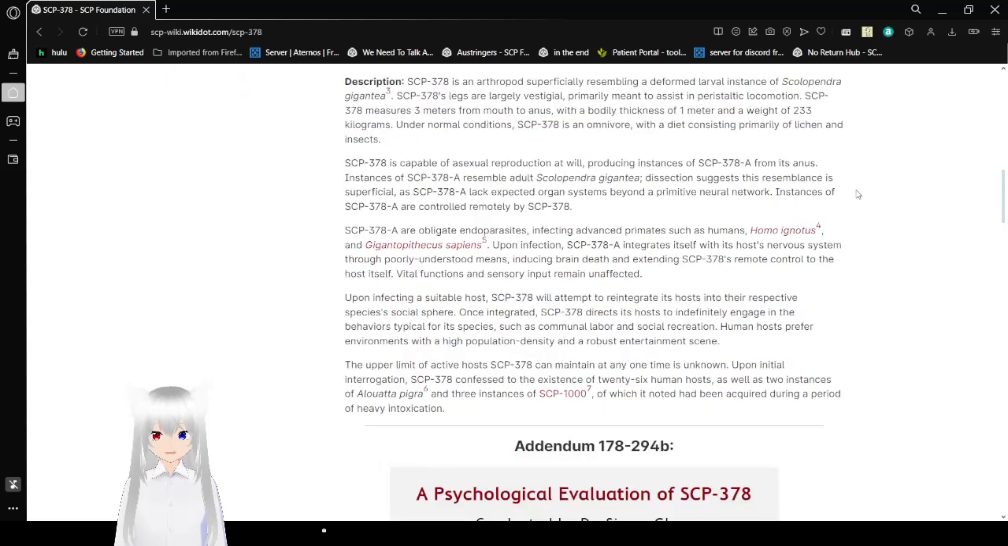SCP-378 is an arthropod superficially resembling a deformed larval instance of Scolopendra gigantea, also known as the Amazonian giant centipede. SCP-378's legs are largely vestigial, probably meant to assist in peristaltic locomotion. SCP-378 measures 3 meters from mouth to anus, with a body thickness of 1 meter and a weight of 233 kilograms. Under normal circumstances, SCP-378 is an omnivore with a diet primarily of lichen and insects.